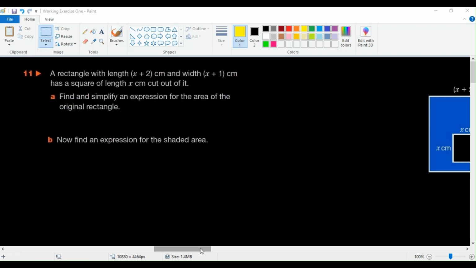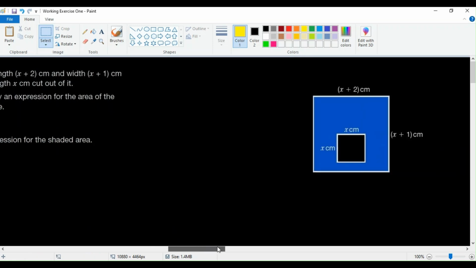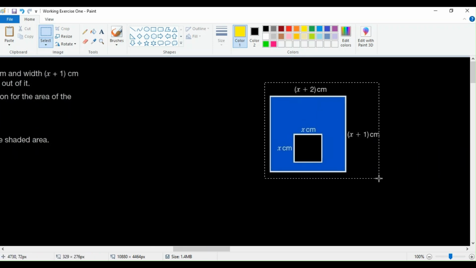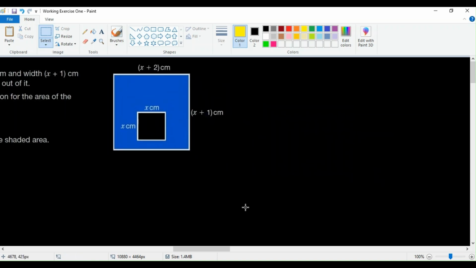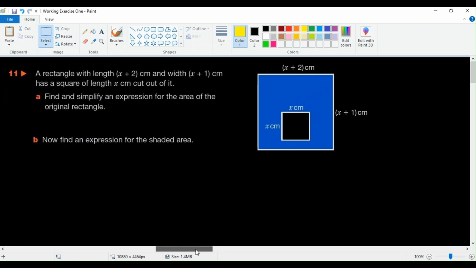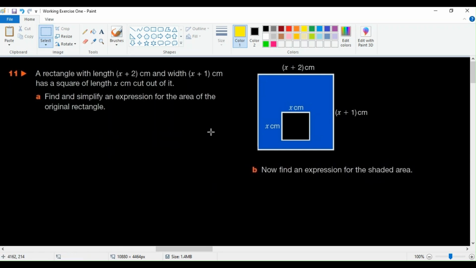Okay, in question number 11, it says that the shape is given here, and in here we need to first find out. It says a rectangle with the length x plus 2 centimeters and width x plus 1 centimeters has a square of length x centimeters cut out of it. So find and simplify an expression for the area of the original rectangle. When it comes to the original rectangle, that means we are talking about the bigger rectangle which is outside. So let's see this rectangle.